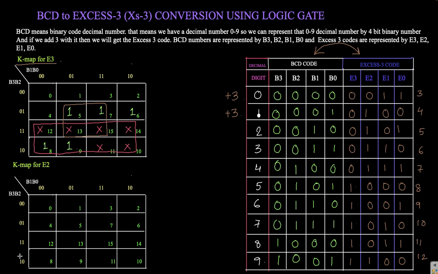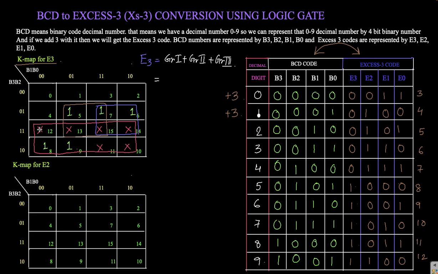So we can take group 3 like this one. We have already chosen all the 1s, so we can easily write down the expression for E3. So E3 becomes group 1 plus group 2 plus group 3. We are taking don't care conditions for our convenience, because if we take the don't care conditions, we can get it in the minimized form.